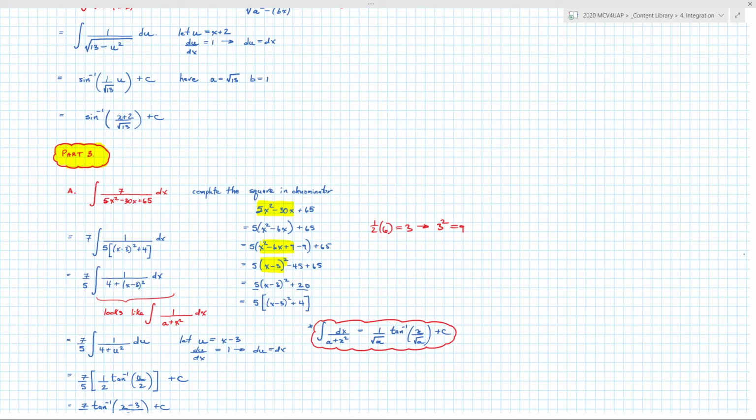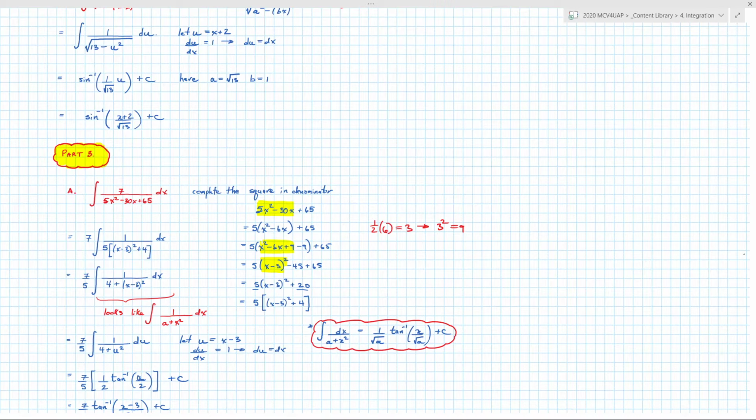Okay? And then you can see on the right-hand side there, I've written complete the square in the denominator. So, to review the completing the square business, write down the denominator, which is 5x squared minus 30x plus 65. Then you're going to look at the first two terms. That's why I've highlighted them there. And I factor out, I see that 5 is divisible into both of those, so I factor a 5 out of the first two highlighted terms to give me 5 times x squared minus 6x plus 65.